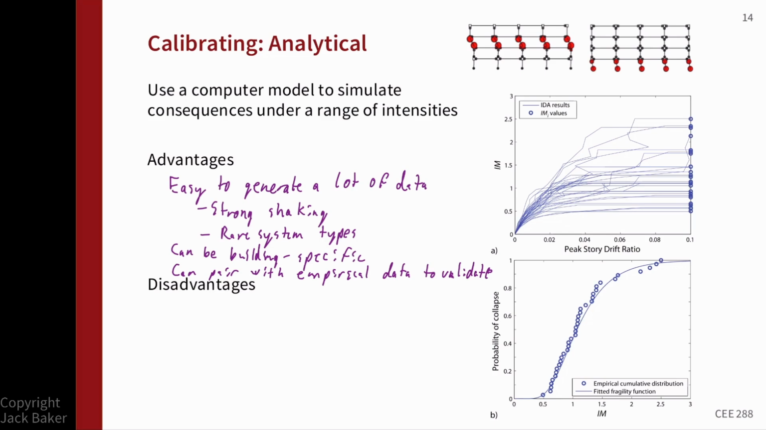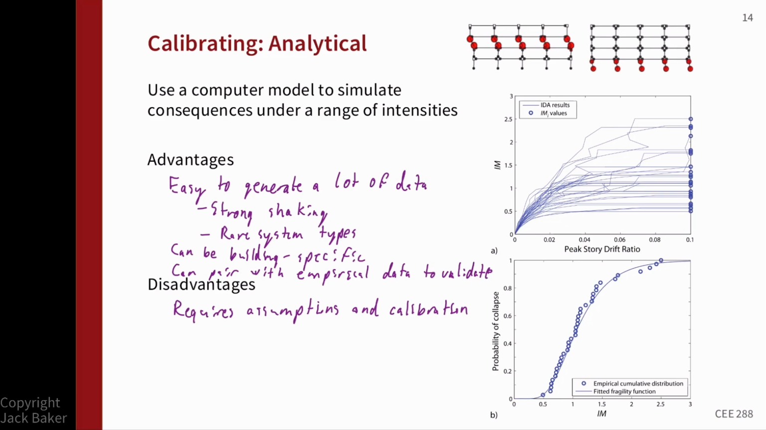All right. They're not perfect though, so some disadvantages. We're going to have to make some assumptions. We're having to do some calibration here. We need to make sure that this numerical model actually captures the phenomenon we're trying to study in terms of consequences. So if I'm trying to predict collapse of the building, I better calibrate this numerical model so that it actually does collapse in the mechanisms we expect and that it collapses under shaking levels that we see in the real world.